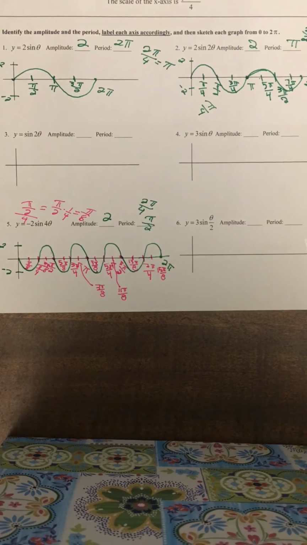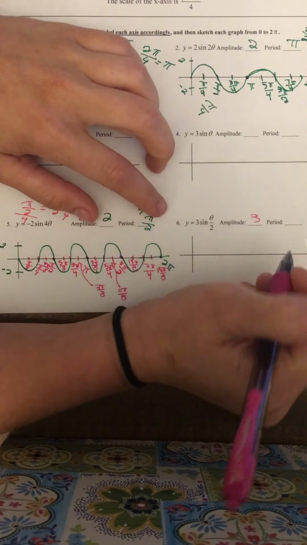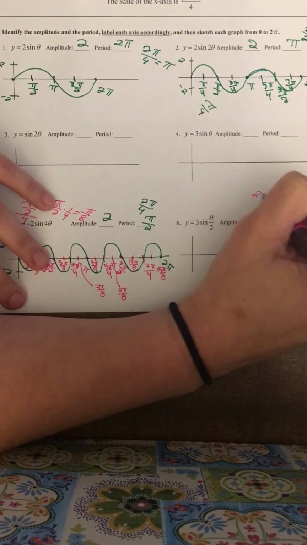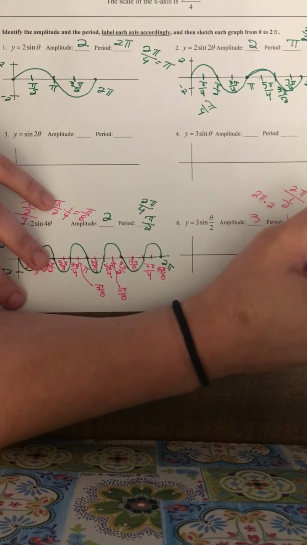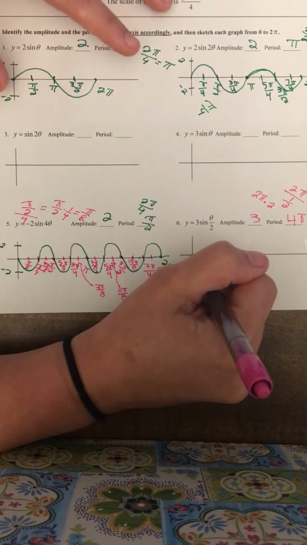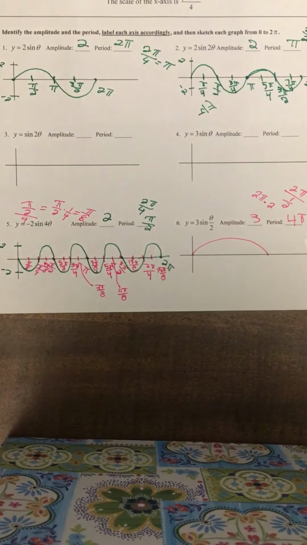Now on number 6, the amplitude is 3. Okay, and the period is 2 pi divided by b, which is 1/2. And remember, when we divide by a fraction, it's the same as multiplying by the reciprocal. So our period here is 4 pi. Now, this means we only have half of a cycle. So remember, if this is what one cycle looks like, that means we're only looking at half of a cycle. So we're only looking at this. It's just half of a cycle.